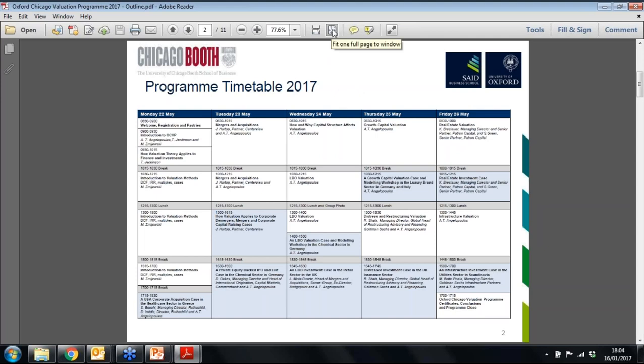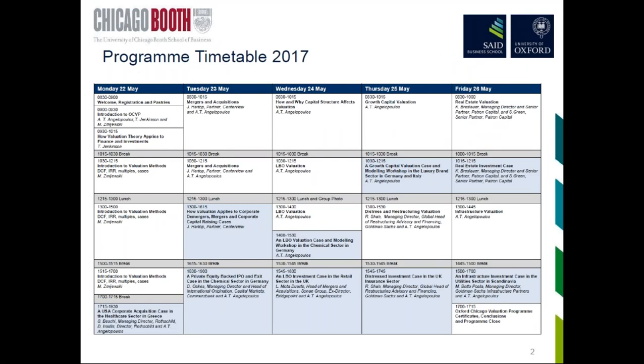On the first day we cover valuation, comps, DCF, and IRR to refresh the basic concepts. On the second day, we are discussing corporate M&A. The third day we continue with capital structure and LBOs. The fourth day we discuss growth capital valuation and minority positions. In the afternoon, distress and restructuring, and the last day we discuss in the morning real estate, in the afternoon infrastructure.